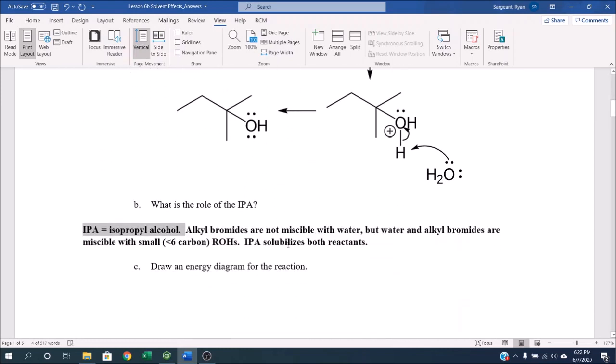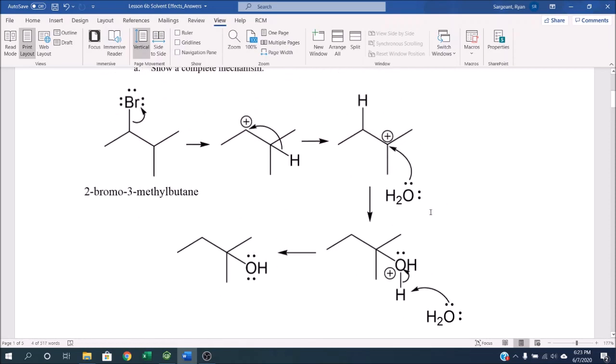And the answer is we use small chain alcohols. So alkyl bromides are not miscible with water, but water and alkyl bromides are both miscible with small alcohols. And so if you put IPA in there, it will dissolve in both the water and the alkyl bromide. And would the isopropyl alcohol also occasionally stick to that carbocation? And the answer is yes, it just represents another minor pathway.